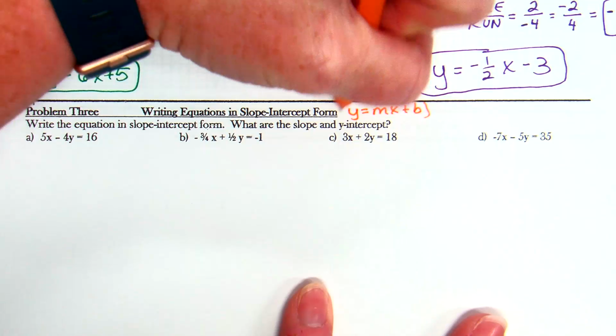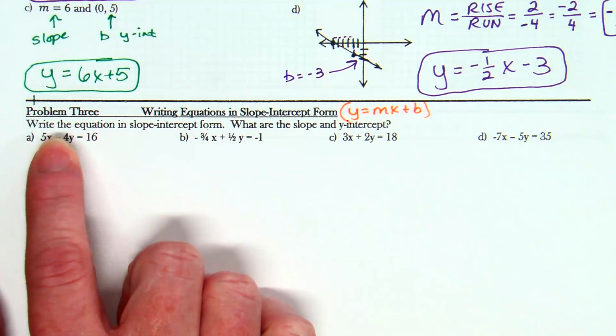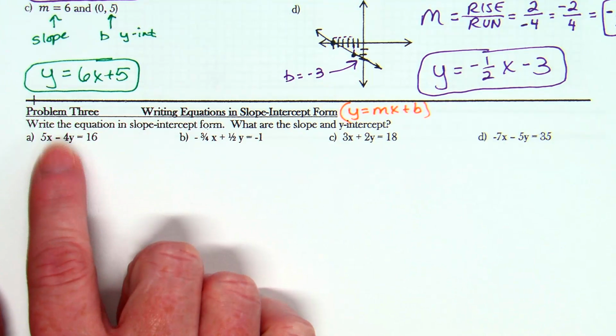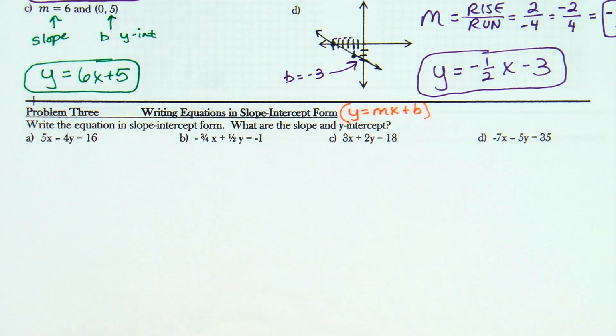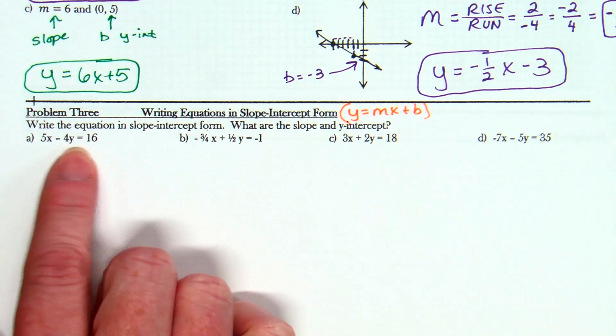Notice, they give me an equation. Is this y equals mx plus b form? No. What has to happen here so that this is in slope-intercept form? How do I make 5x minus 4y equals 16 look like y equals mx plus b? Okay, and what's our goal then? To make this equation y equals, right? So your job right now is to make this equation y equals.